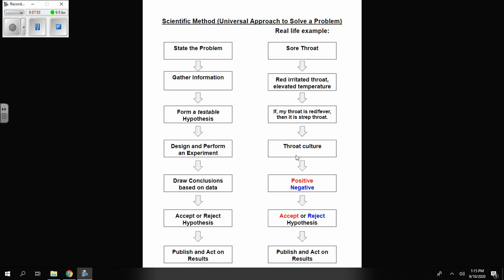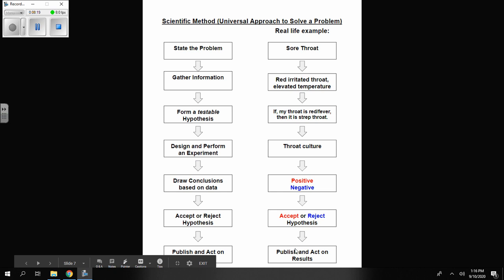Design and perform an experiment. That would be a throat culture. Draw conclusions based on the data. Now, positive, it may come back. If you could take a pencil in your notes, I could not figure out how to do this, but could you bring a pen or pencil, and if it's positive, you accept the hypothesis. So draw a line here. I color-coded it. And then you would go on to the next step, publish or act on the results.